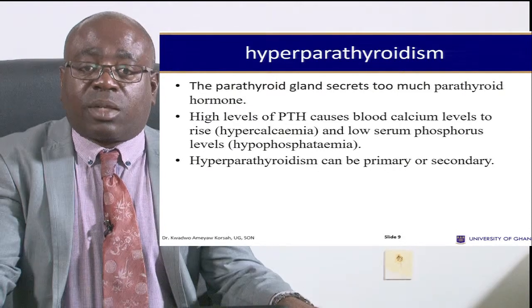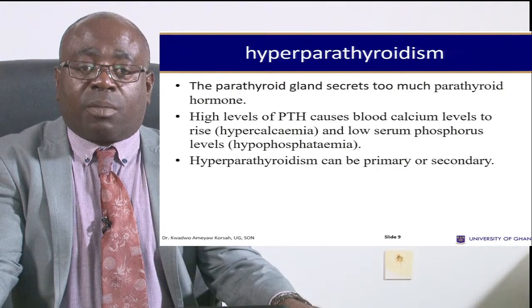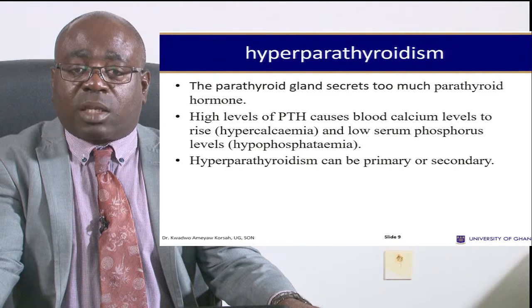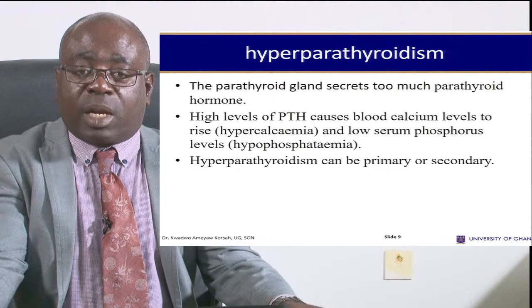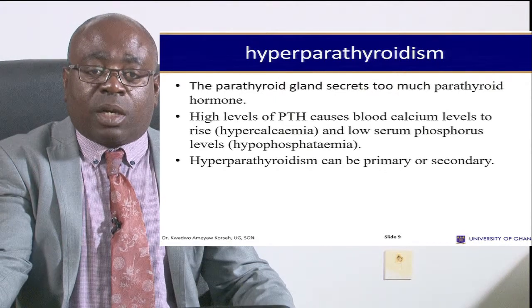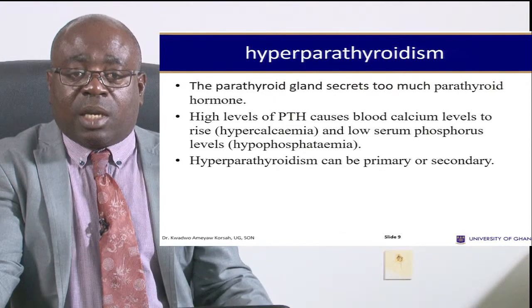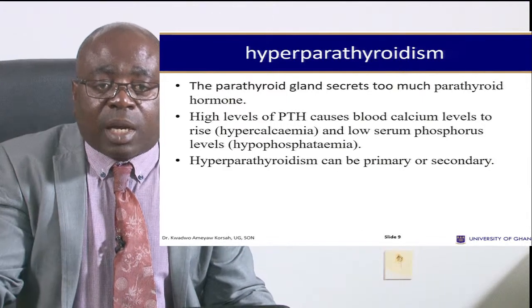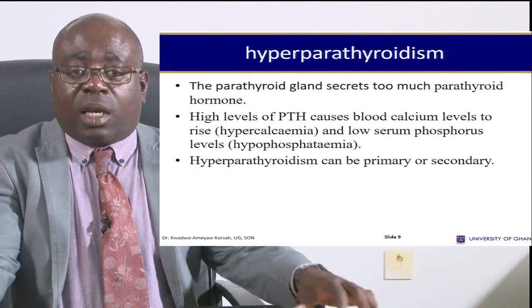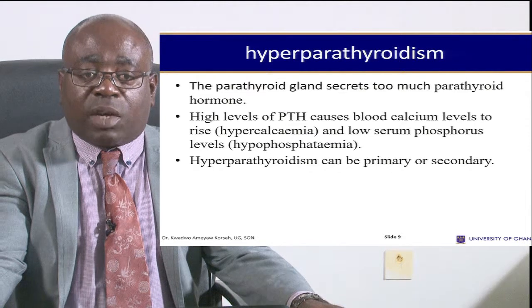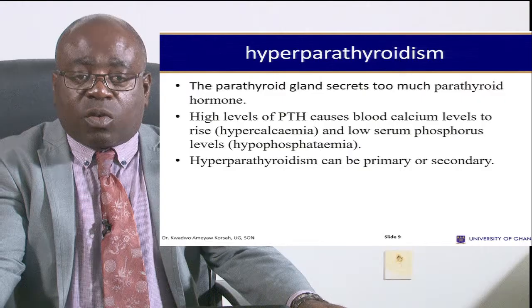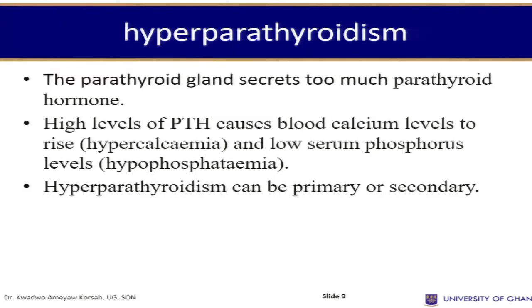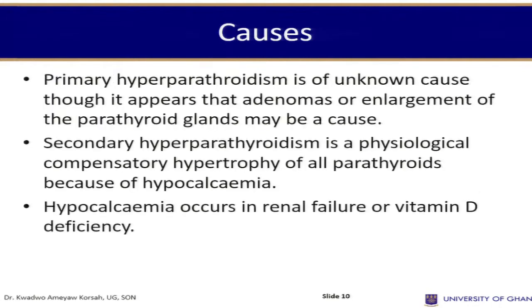So hyperparathyroidism, what happens? The parathyroid gland secretes too much parathyroid hormone, and then high levels of PTH cause blood calcium levels to also rise. And here we have hypercalcemia, and low serum phosphorus levels, which is hypophosphatemia, are also likely to occur. And then hyperparathyroidism can also be primary or secondary in nature.